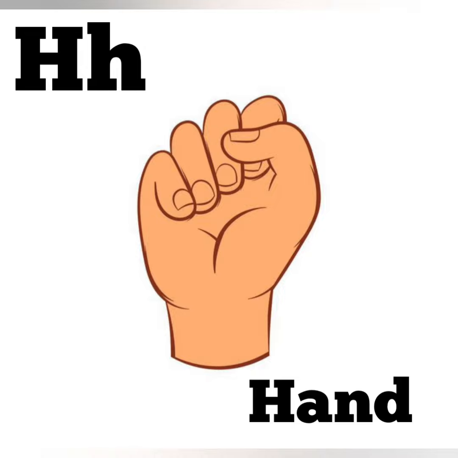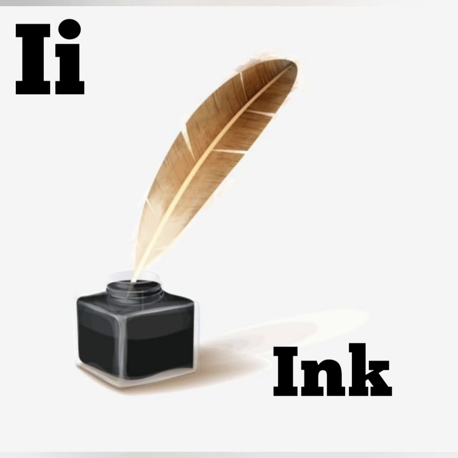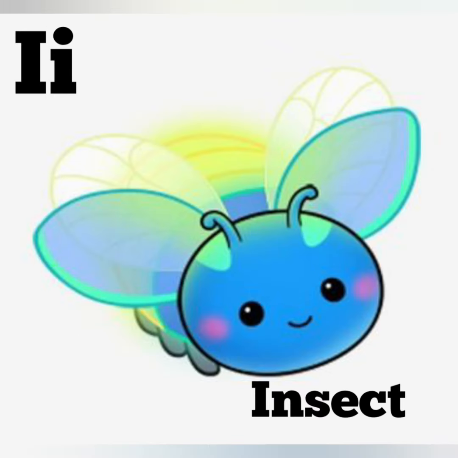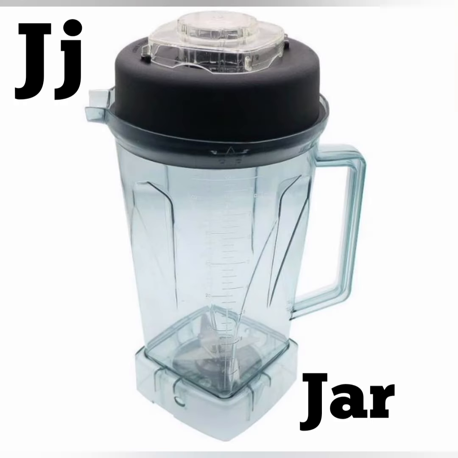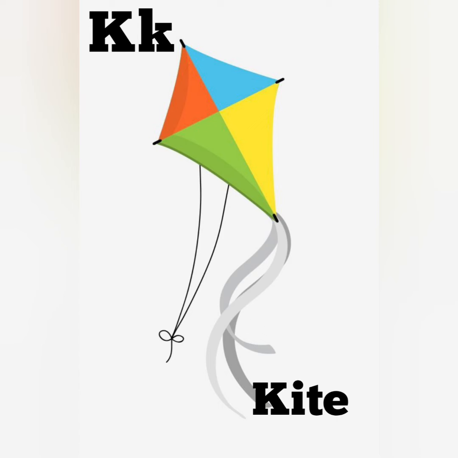H for hand, H for hat. I for ink, I for insect. J for juice, J for jar. K for king, K for kite.